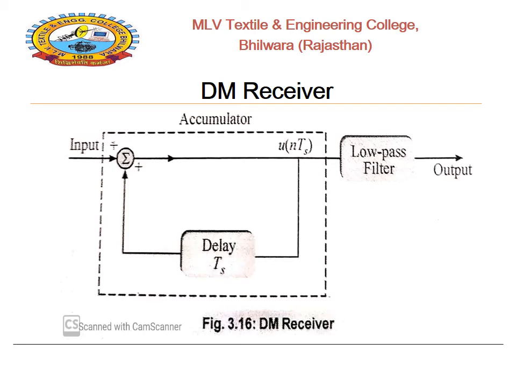The output is transmitted to the low pass filter. The low pass filter has a cutoff frequency equal to the highest frequency component in m(t), where m(t) is the input analog continuous time signal. So the cutoff frequency of the low pass filter is decided by the maximum frequency component in m(t). This filter is used for smoothing the staircase signal to reconstruct the output m(t), the analog continuous time signal.